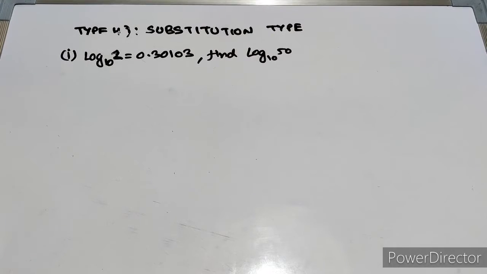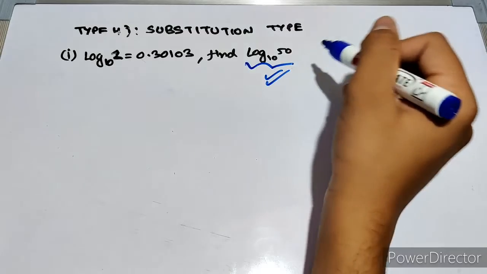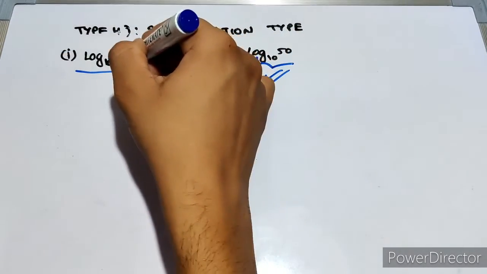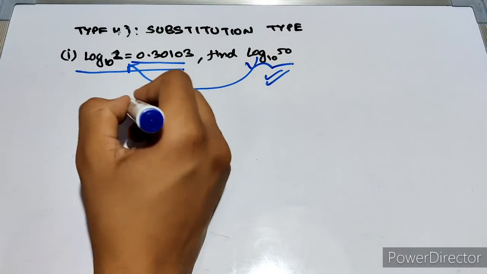Now the last and final type of questions which can be made from the chapter of logarithm is this. Substitution type questions. The first question is visible on your screen. I request you all to first try it once. The question goes like log 2 to the base 10, some value is given 0.30103, then we need to find log 50 base 10. Without using a calculator we cannot directly find its value. Therefore they have given some reference value so that we have to convert this into a base of this. Okay, so let us look at the solution.